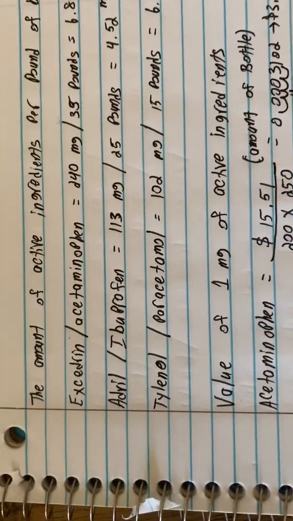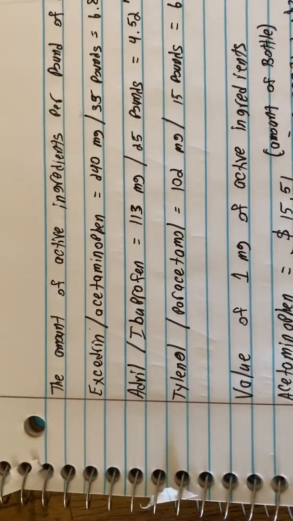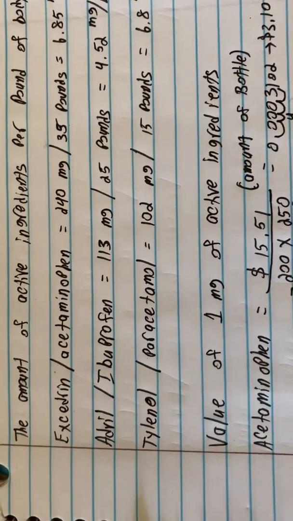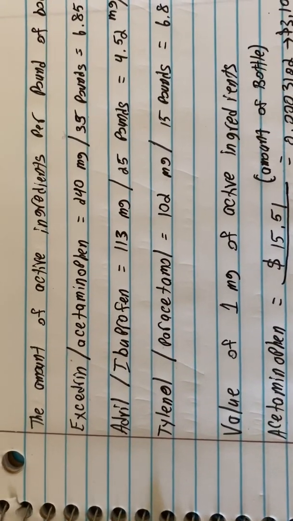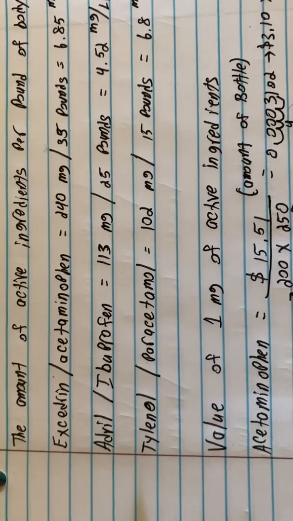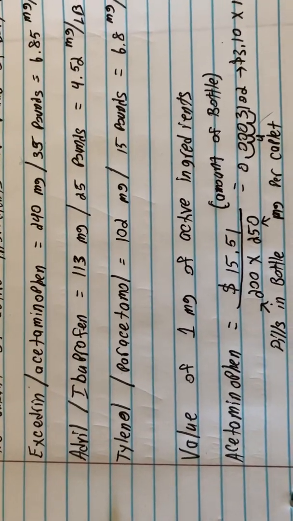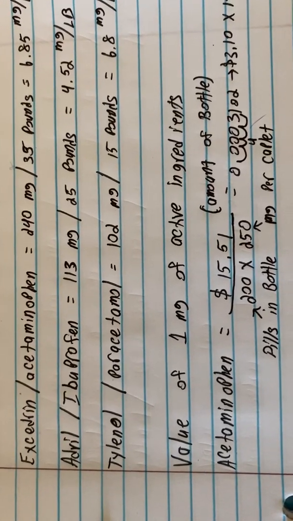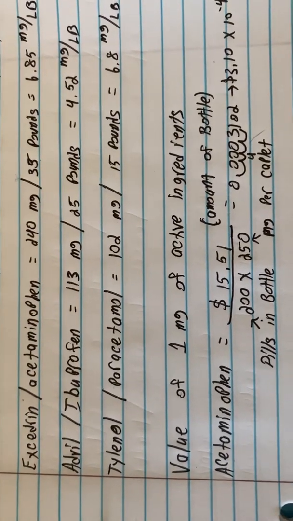So the three medicines that we are going to use today are Excedrin, Advil, and Tylenol. The active ingredient in Excedrin is acetaminophen. Advil has ibuprofen, and Tylenol is paracetamol.